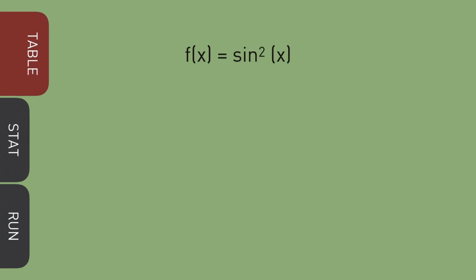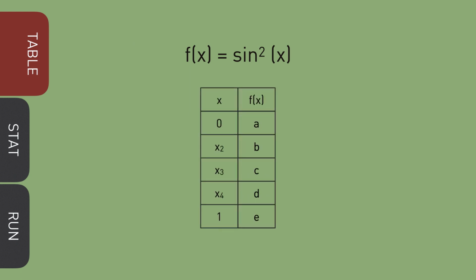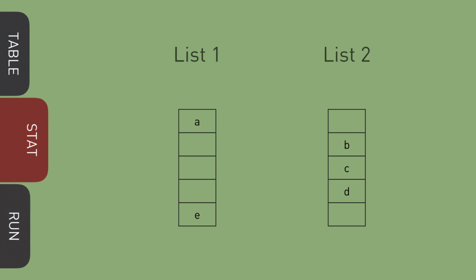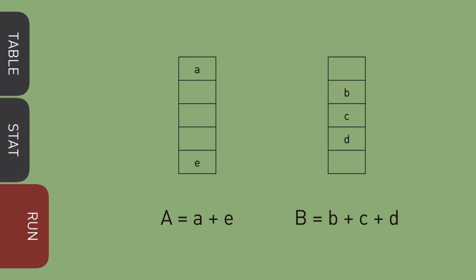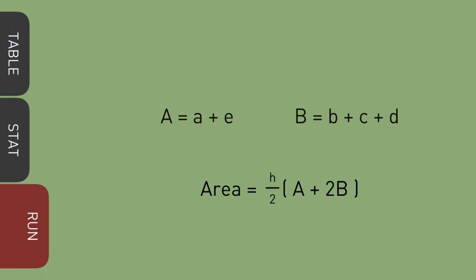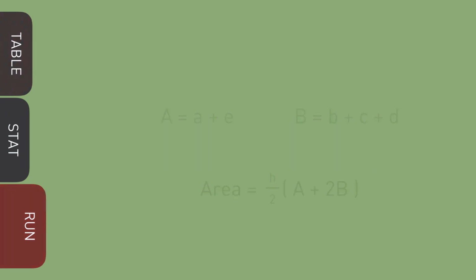First, in the table mode, we will automatically generate the bases. And then we're going to save those numbers into 2 sets, which are list 1 and list 2. We will modify the data so that list 1 will consist of A and E, while list 2 will consist of B, C, and D. In the run mode, we will count the sum of those lists and save them to variables A and B. After that, we could easily count the area by adding A with twice B and multiplying that with the height over 2, which is basically the formula of the trapezoidal rule. Okay, I hope you get the gist of what we're going to do. Now let's get into the action.